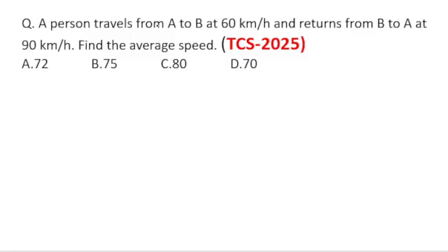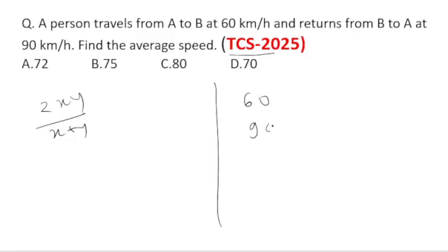Next question is from speed, time and distance. They are asking the average speed, asked in TCS. You can go with the formula 2xy upon x plus y, where this is the first speed and this is the second speed, and you can easily calculate. But if you know the concept, you can easily handle this question. Here it is 60 and 90. We take the LCM of 60 and 90, which is 180 kilometers. So we assume the total distance is 180 kilometers and he travels at 60 kilometers per hour. How many hours does he take? 3 hours. And at 90 kilometers per hour, he takes 2 hours.